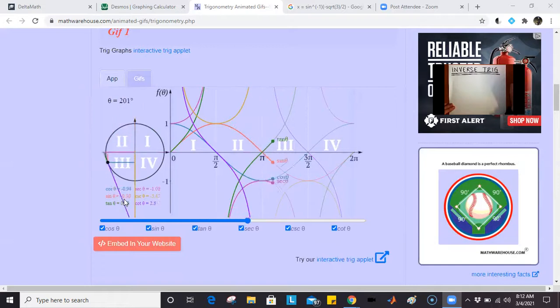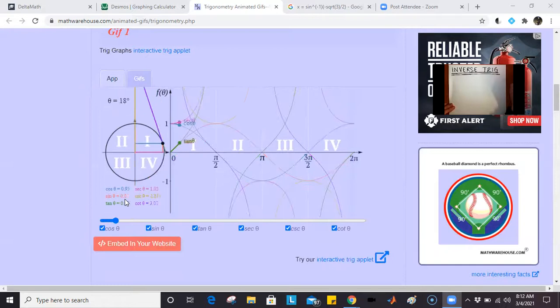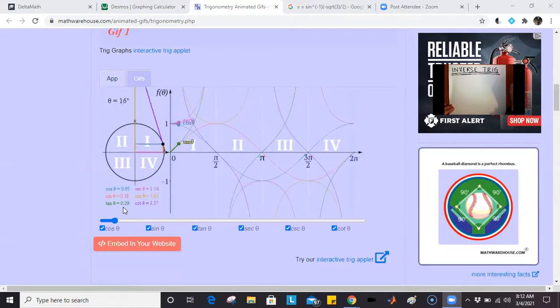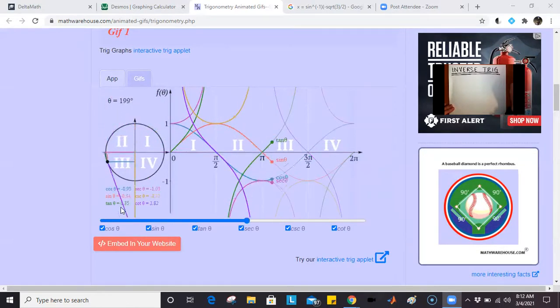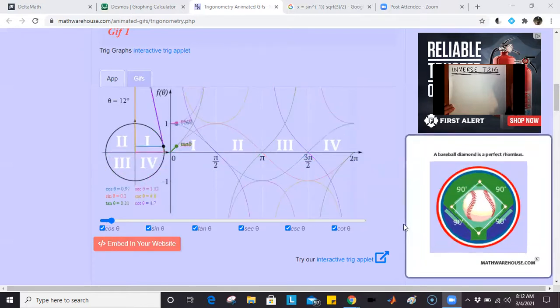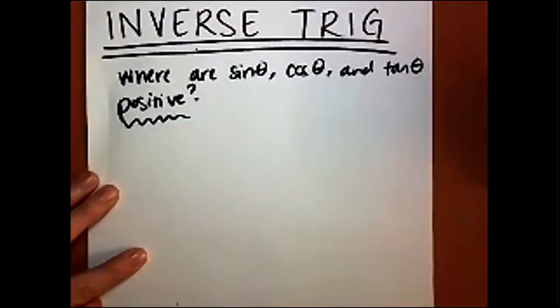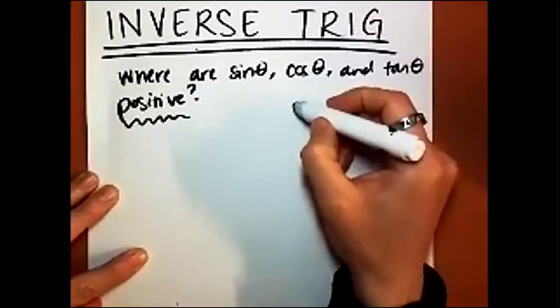Sine, on the other hand, is positive when y is positive. So sine's going to be positive in the first and in the second quadrant. And tangent is sine divided by cosine. So tangent is positive when both are positive here in the first quadrant, and tangent is positive when both are negative here in the third quadrant, because a negative divided by a negative is a positive. All right, let's go write that out. So we're answering the question, where are sine, cosine, and tangent positive?